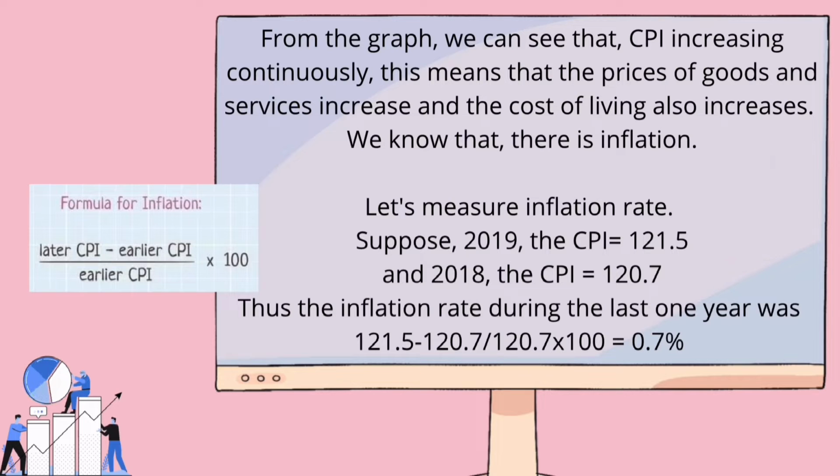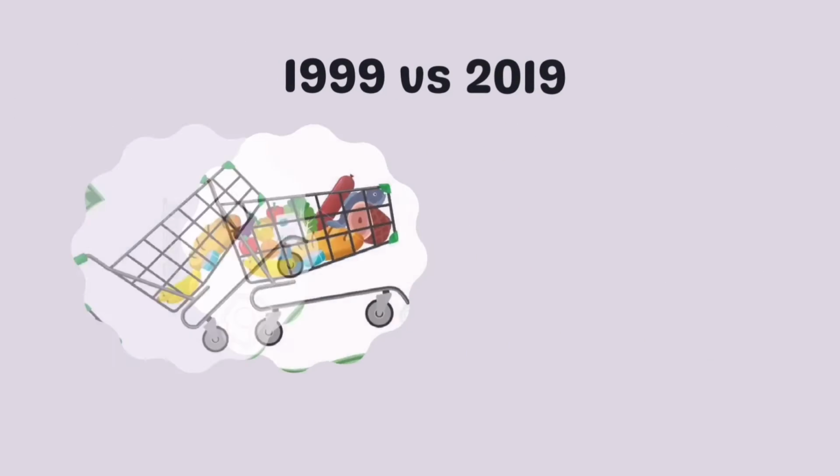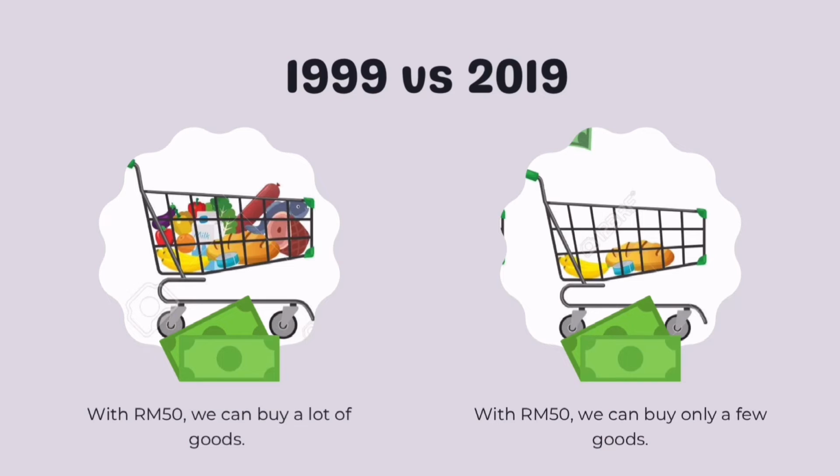Next, let's measure inflation rate. Suppose that 2019 the CPI is equal to 121.5 and at 2018 the CPI is equal to 120.7. We calculate the inflation rate using the formula given and got 0.7%. For example, as we can see that with RM50 in 1999, we can buy a lot of goods. Compared to 2019, we can buy only a few of goods.